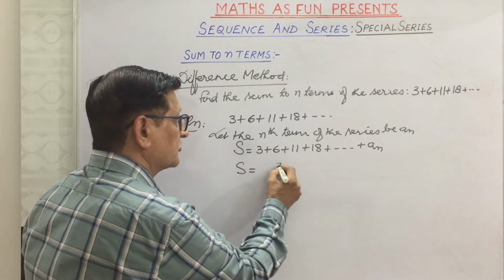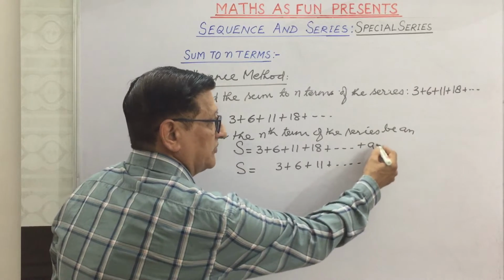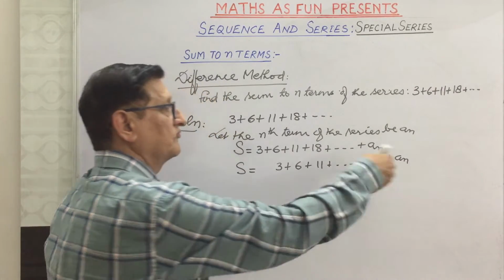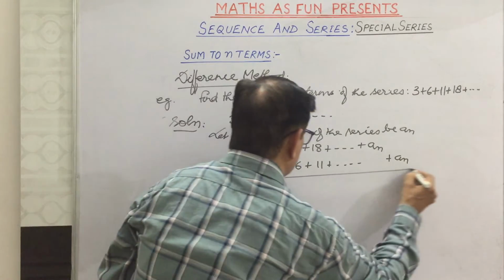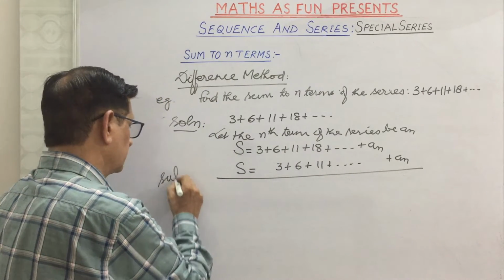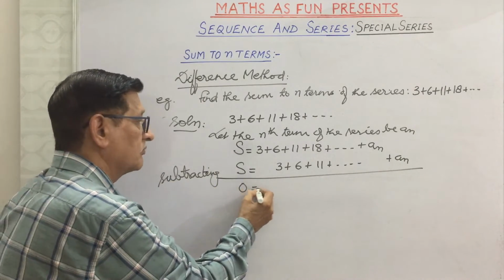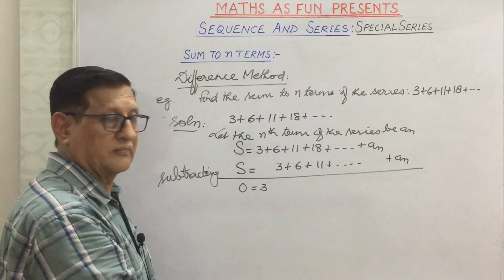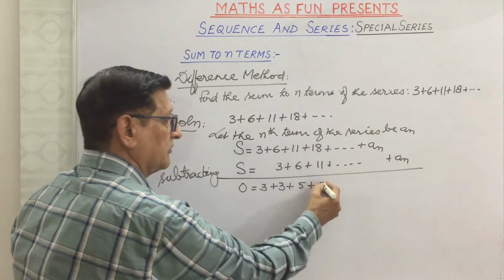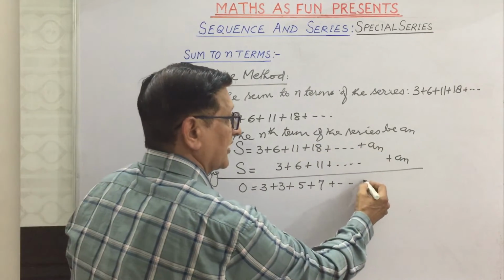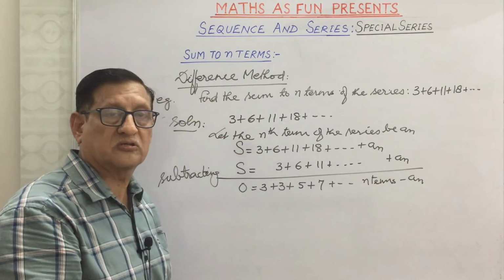We can write this as 3 plus 6 plus 11 plus so on, and we will find here this will be n minus 1th term, and the nth term will go one step ahead. When we find the difference between them, subtracting, we are getting here this is 0. Here we find this is 3. This will come 6 minus 3, 3, 11 minus 6, 5, 18 minus 11, 7, and up to here we have n terms. And this nth term is the extra one.